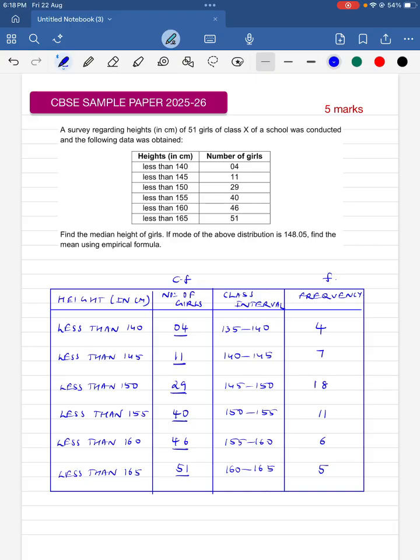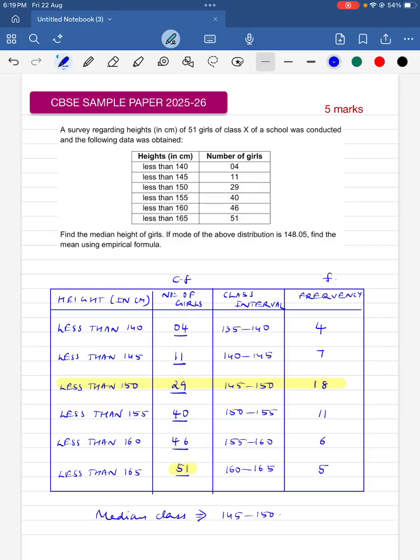Now the next step would be to find out the median class. How do we find the median class? We have to divide the last of the cumulative frequencies, which is 51, by 2. So 51 divided by 2 is 25.5. And 25.5 will come in this row. That will be the row where the median class will be. So the median class is 145 to 150.